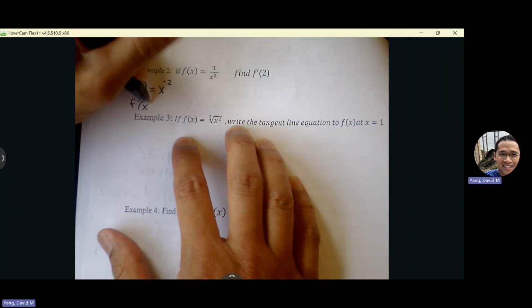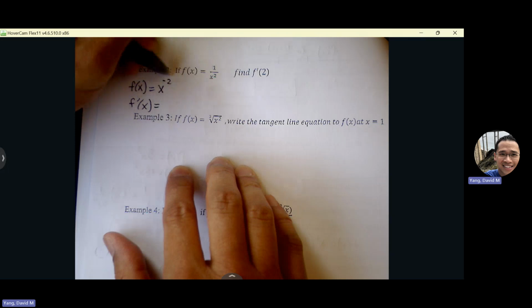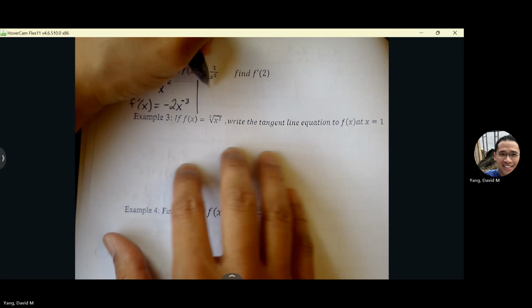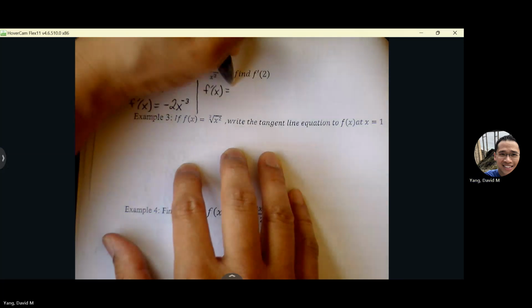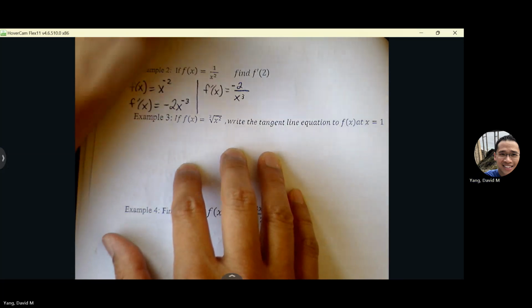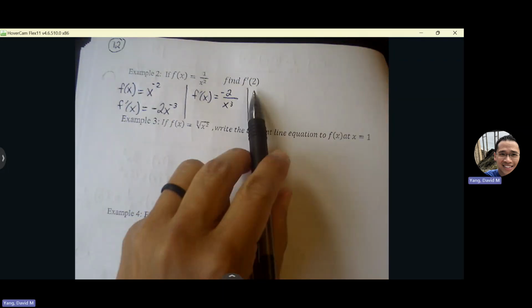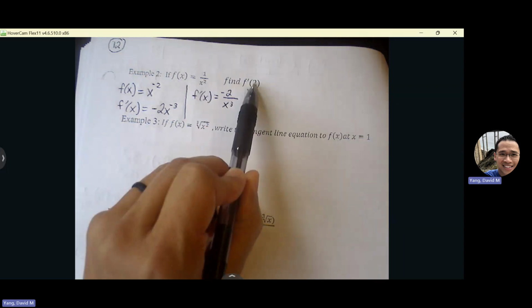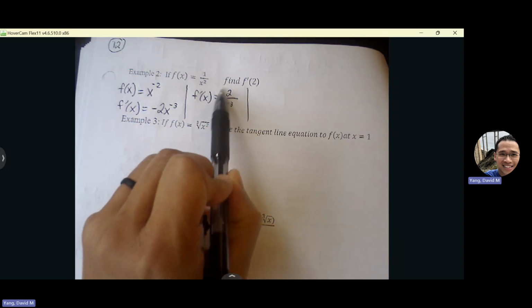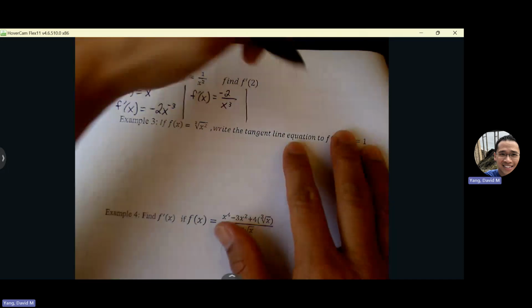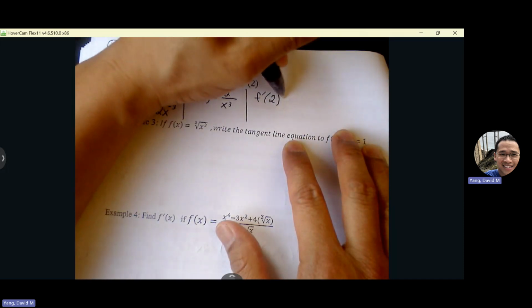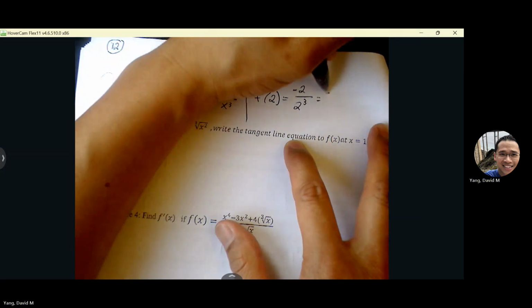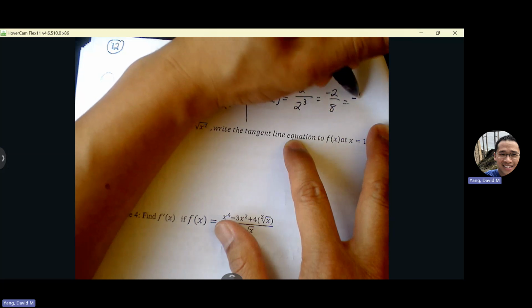So f prime of x is equal to, we go through power rule, bring down the -2, subtract 1 from the exponent, do some cleanup. Now that we have our slope formula, we can find what they're asking for. It wants to know what is the steepness of this curve at x equals 2, and f prime of 2 is going to give us that number, that steepness of that curve at that point. So f prime of 2, we're just going to replace x, 2 in for x. I get -2 over 8, which is -1/4.